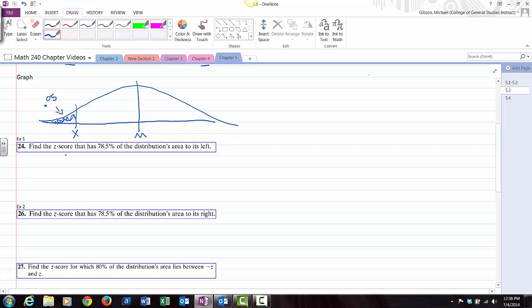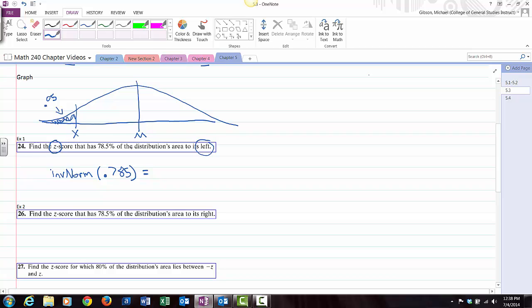Alright, so let's do a few of these. This one says find the z-score, so that means standard normal, that has 0.785 of the distribution's area to its left. Well, this is the easiest one. This is the one that the function is designed to do. INV norm 0.785, close parenthesis. That's all you got to put in your calculator.